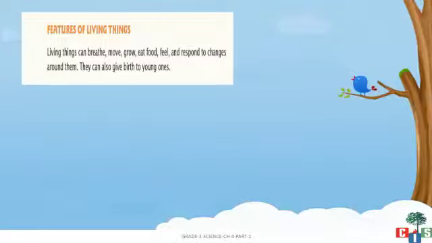Okay, so let us repeat. Which are the features of living things? Number 1, they breathe. Number 2, they move from one place to another. Number 3, they grow. Number 4, they eat food. Number 5, they feel. And number 6, they respond to the changes around them. They can also give birth to young ones. Yes. So, if a living thing is there, it will give birth to another living thing.